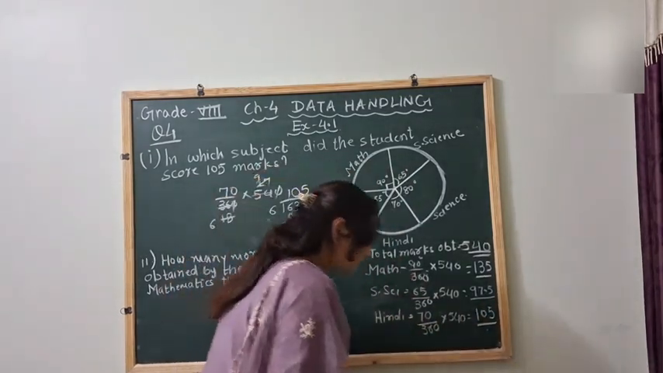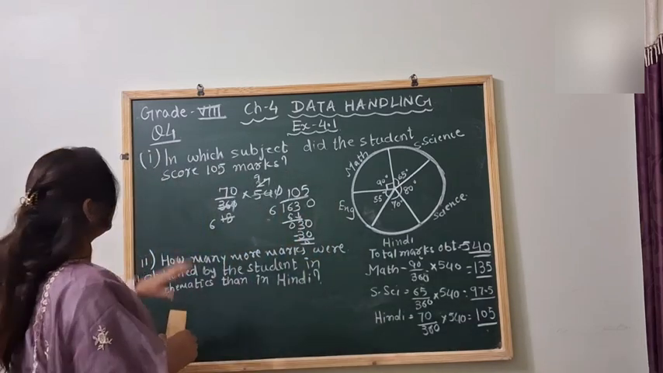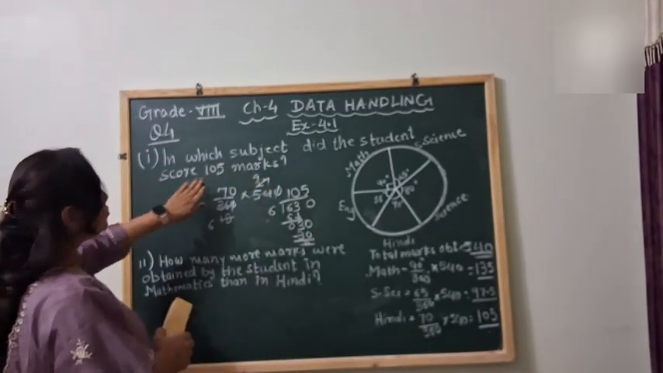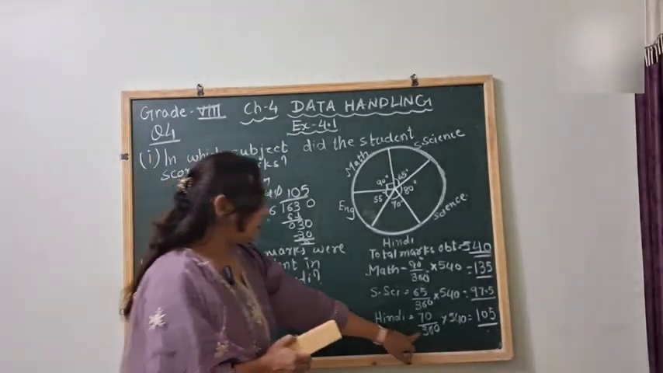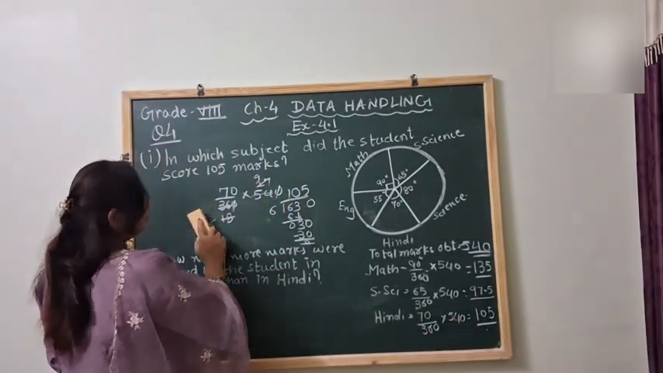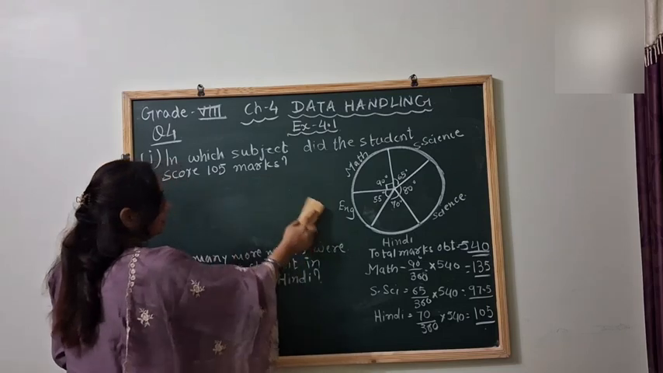Okay, now check the question. In which subject did the student score 105 marks? That is Hindi. Okay, you can just show the calculations here.